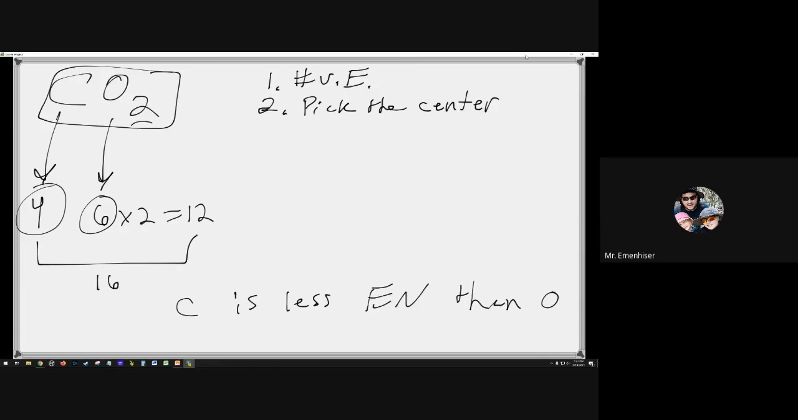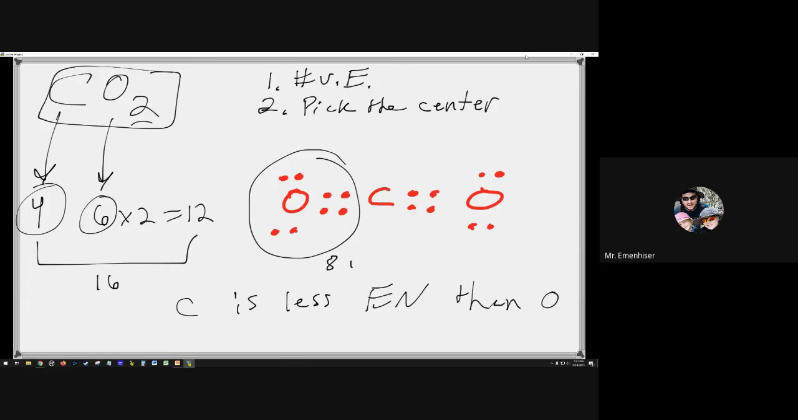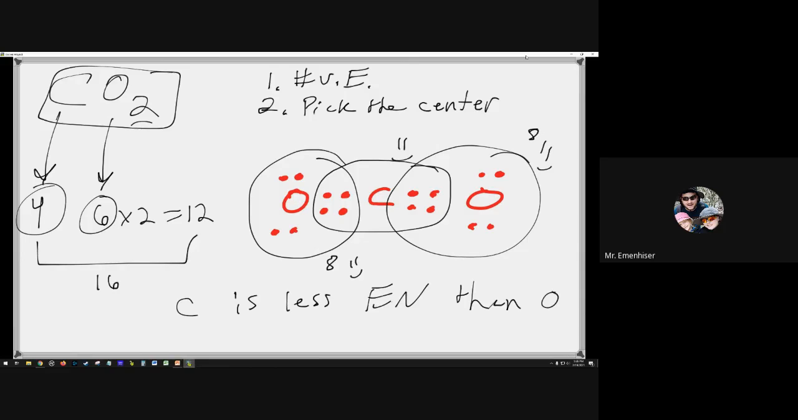So now we've got carbon in the center, oxygen over here, oxygen over here. We're going to need 4 electrons between both of those in order to make an octet. So that accounts for half of our electrons. There's 4 more, and there's 4 more. So if we look at this, now let's check for octet. That one has 8. He's happy. This one has 8. He's happy. And this one has 8. He's happy. So this is the Lewis dot diagram for carbon dioxide.